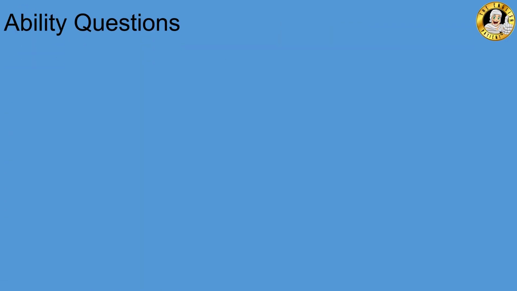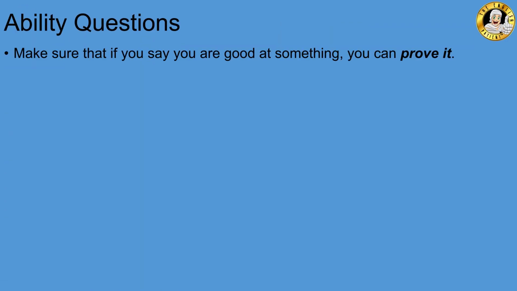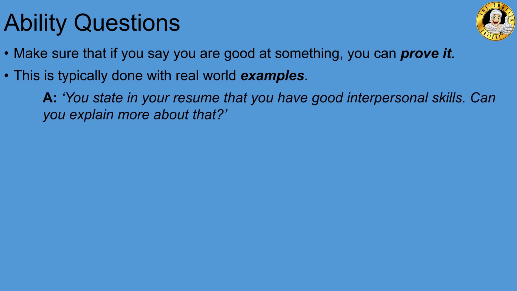Next, we have ability questions. Now, these are designed to test your ability in skills that are sometimes unquantifiable in other ways. So if you state that you are good at something, then you need to prove it. And again, proving it is often done with real world examples. So the interviewer here asks, you state in your resume that you have good interpersonal skills. Can you explain more about that?